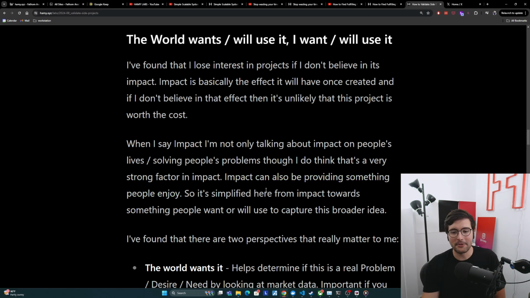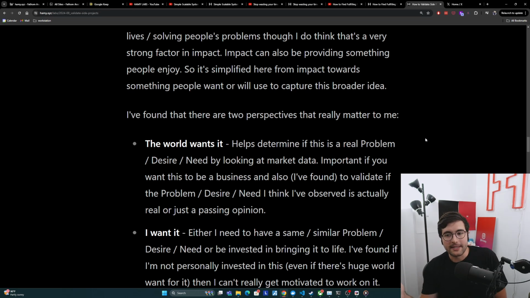And so it's simplified here from impact towards something people want or will use, to capture this product or this broader idea. And this is what Y Combinator does. They're like, build things people want. And I didn't like it for a long time, but I'm slowly coming around to the idea that actually that is probably the simplest way to say these things. And I found that there are two perspectives that really matter to me from this impact.